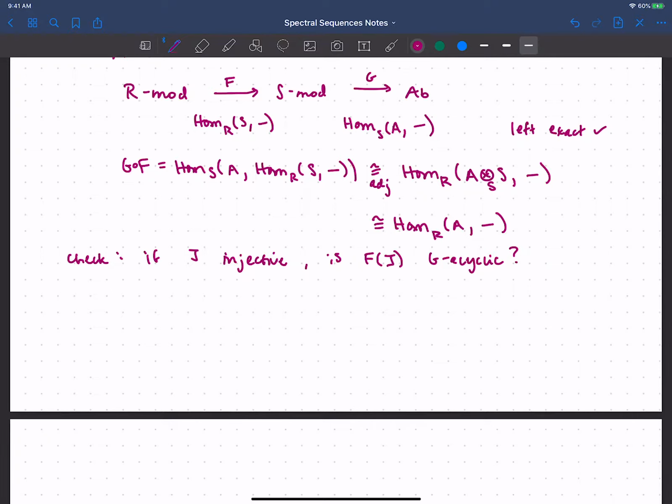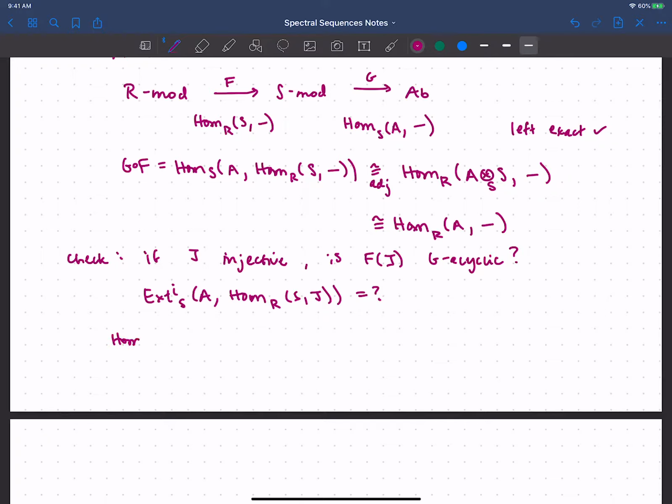Okay, so asking whether this F of J is G-acyclic is the same as saying, do the higher derived functors vanish? So we want to look at Ext^i over S. That's our G. The derived functors of G will be Ext over S. And if we take A with Hom_R(S, J), so I just took all of this stuff and fed it in. This is my F of J, and then I'm feeding it into G and asking about the right derived functors. The question is, does this vanish for higher i?